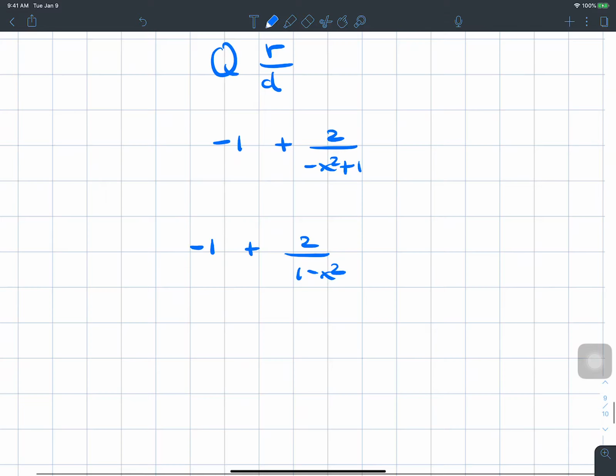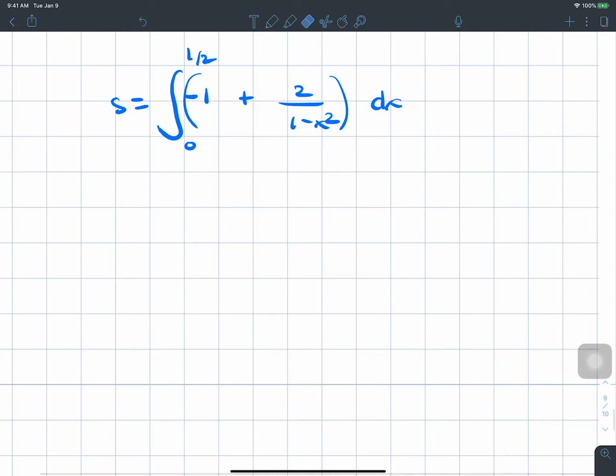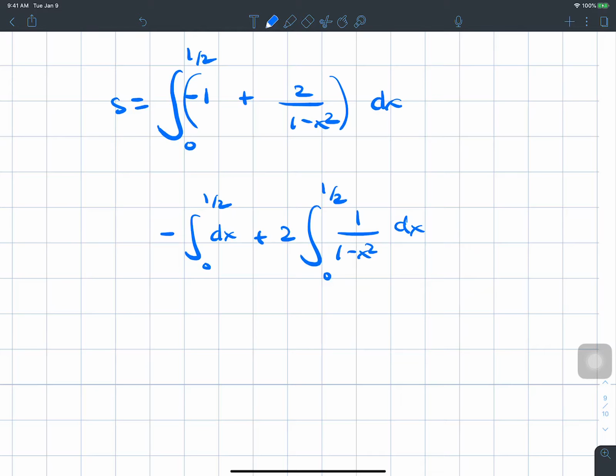So what we really have to do is integrate this particular function from 0 to 1/2 to get our arc length. And again, by properties of integrals, minus the integral of dx plus 2 times the integral of 1 over (1 − x²) dx. And they're both going to be from 0 to 1/2.